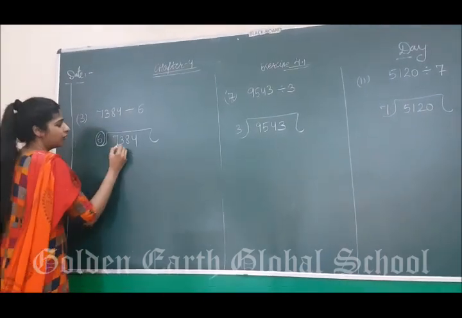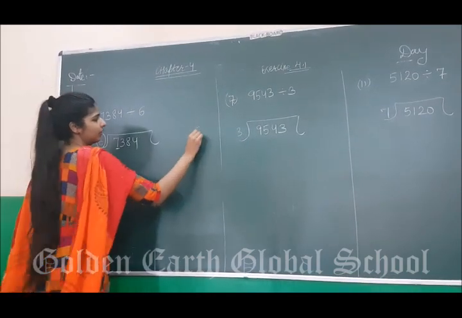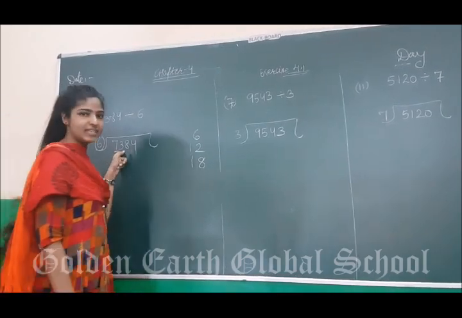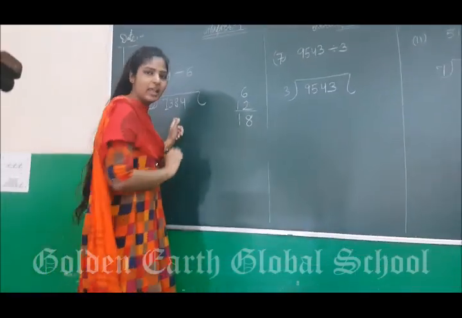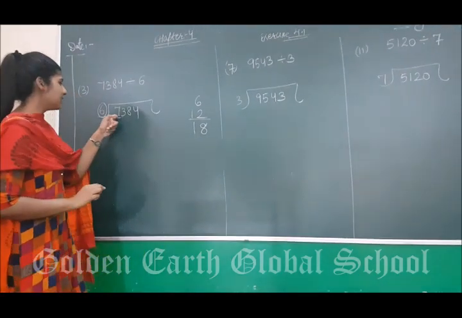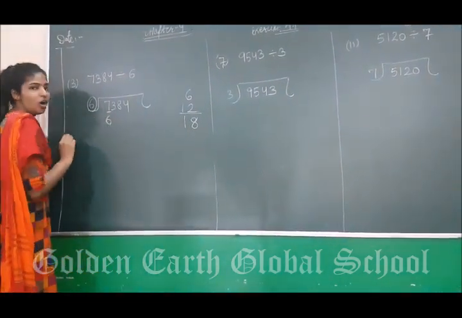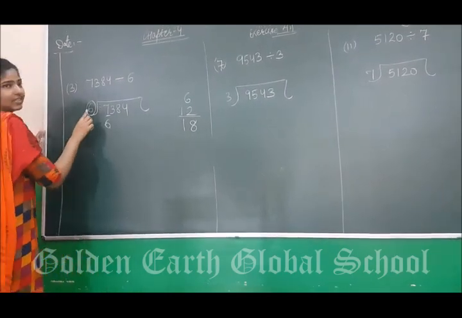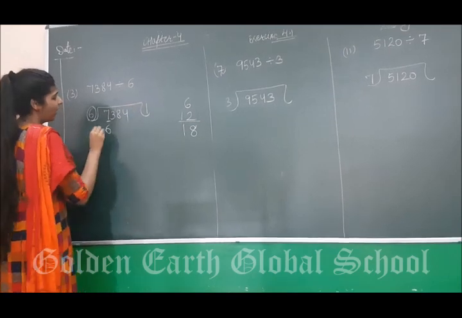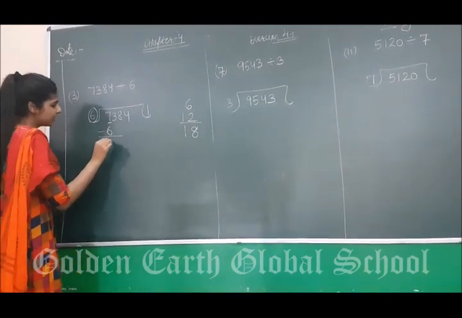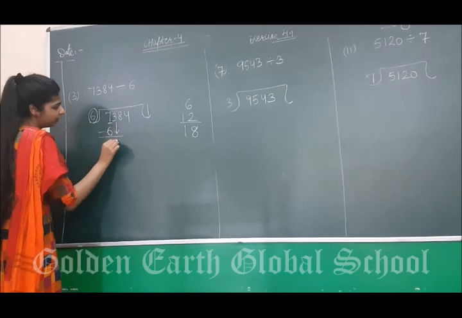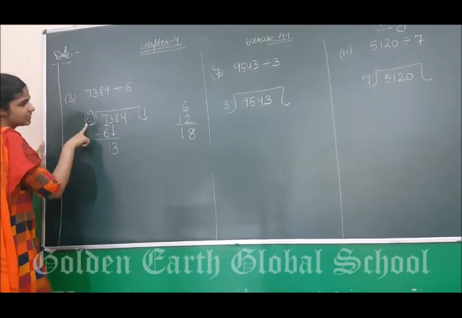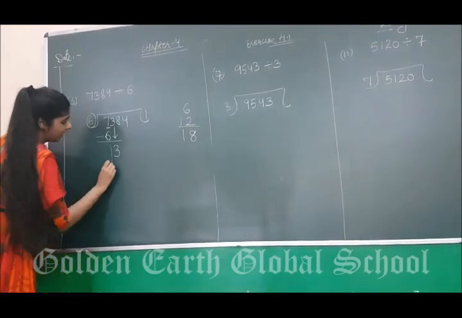First of all, what we have? 7. Write down the table of 6 here. Now 7 is greater than 6 but less than 12. So what we write here? 6, because the smallest number that we get that is less than 7 is 6, and 6 के table पे 6 is on 1. Now 7 minus 6 is 1. Take down 3 and what we got? 13. Now 6 2s are 12. So write down 12 here.